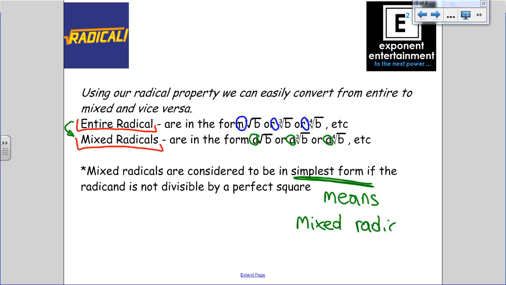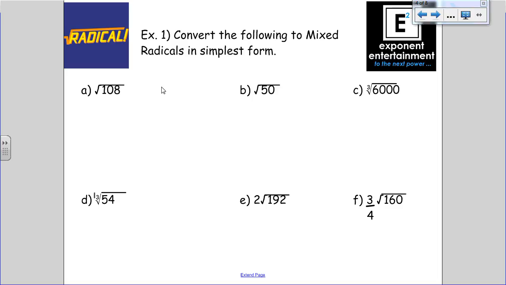Alright, the best way to learn these things is to do some practice. So we're going to practice converting the following to mixed radicals in simplest form. That's the question: convert into mixed radicals in simplest form. To do this, we look at question A, and we see we have the square root of 108. That's currently an entire radical because there's no coefficient here. We want to somehow create a coefficient. To create a coefficient, you need to use a special table. The table depends on the index. If you look at this question, you notice there is no index, so we say the index is 2.